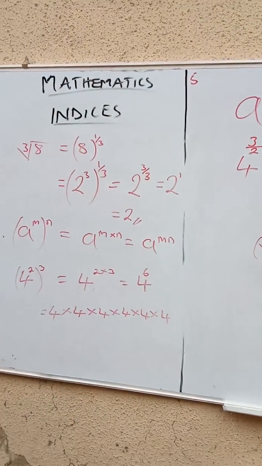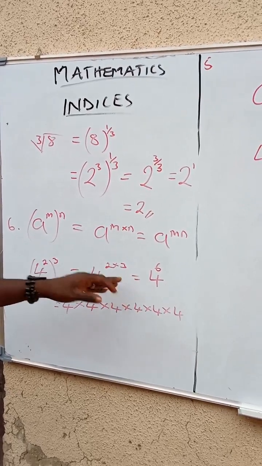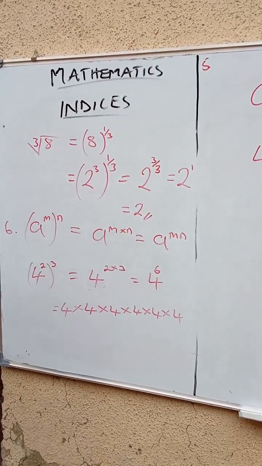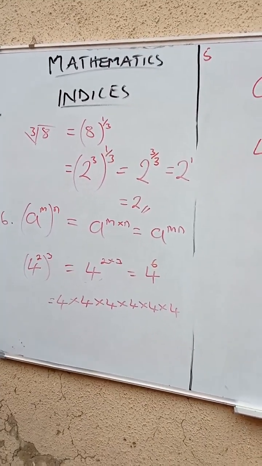What I'm trying to show you is that the 2 times 3 will multiply itself. Once you come to power, even if you are doing logarithm and you come across this, this is what happened.